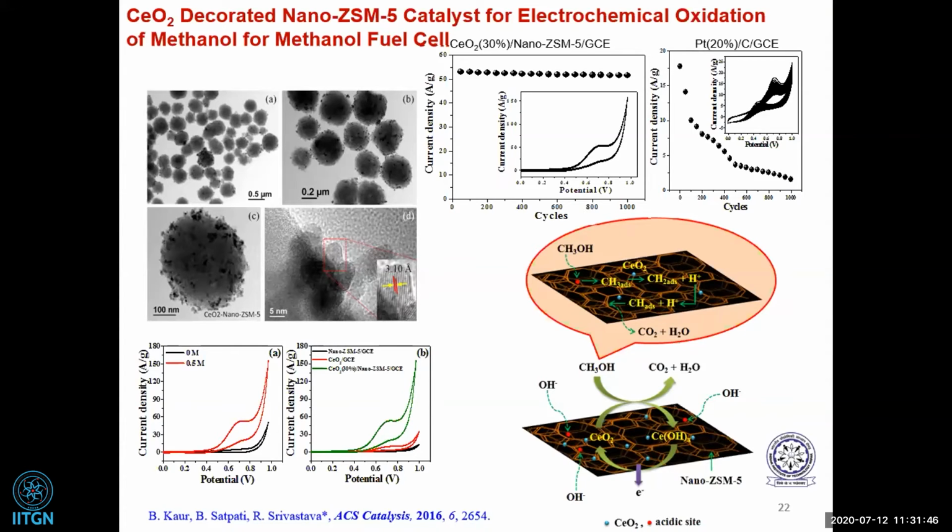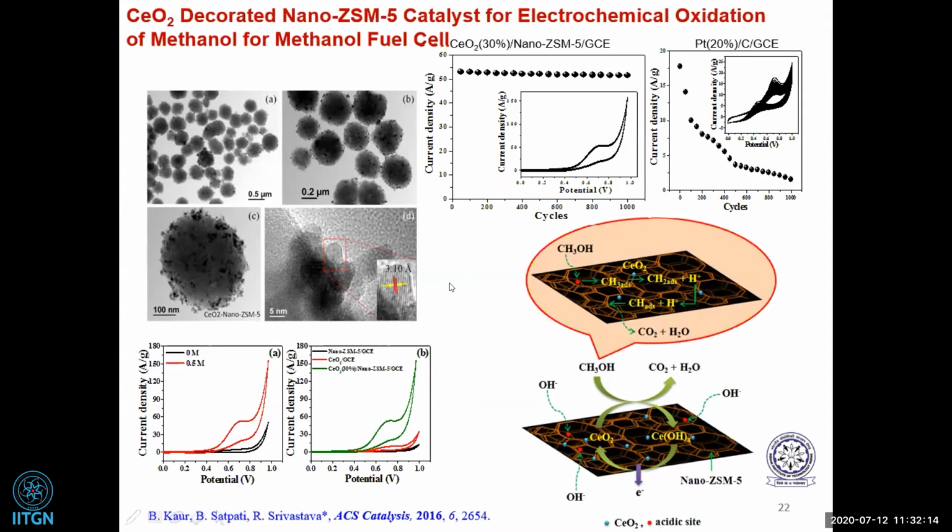What is the problem with methanol oxidation? Electrochemical methanol oxidation generally employs platinum as a commercial catalyst. The problem with platinum is that it gets poisoned by the intermediate product, carbon monoxide. But cerium oxide can convert this carbon monoxide to carbon dioxide efficiently. So what happened? We have the zeolite. Zeolite has a large surface area. It also has surface hydroxyl groups.